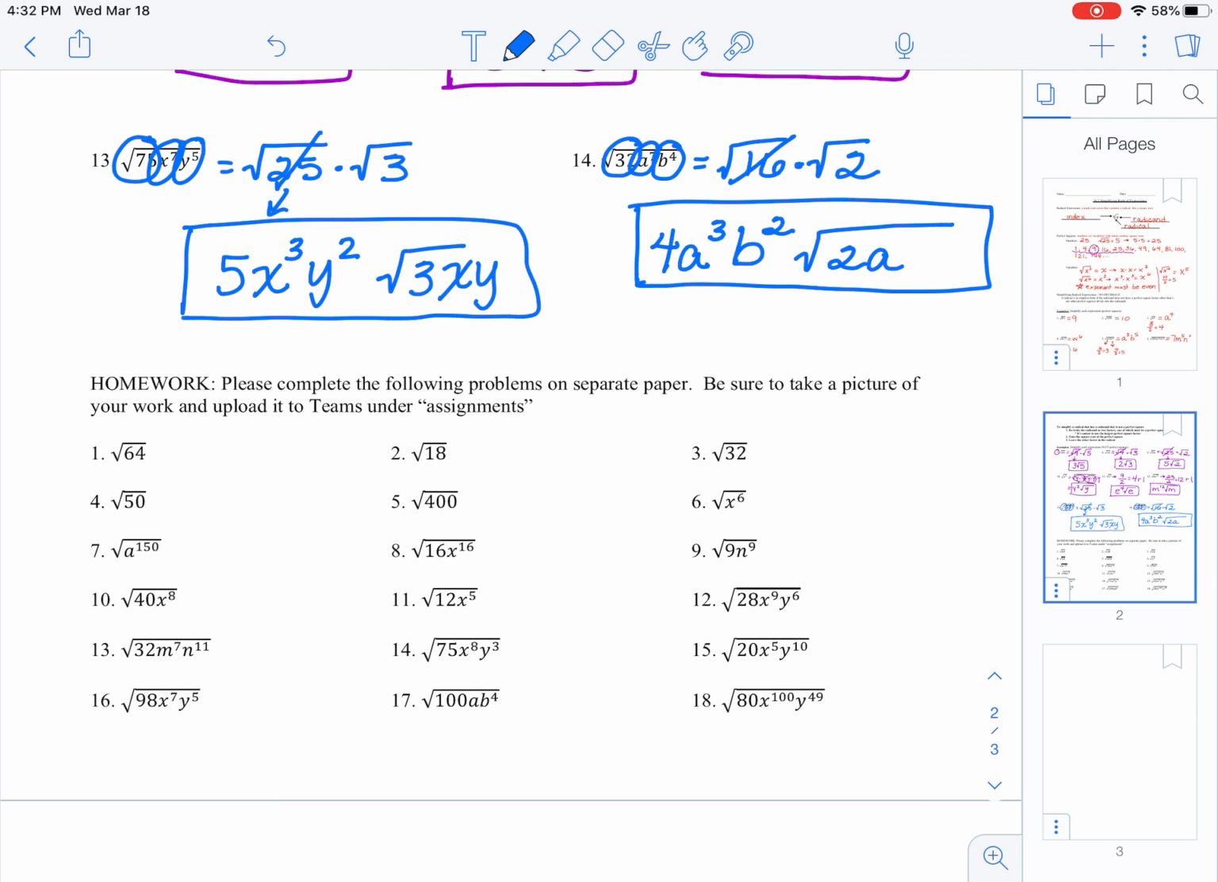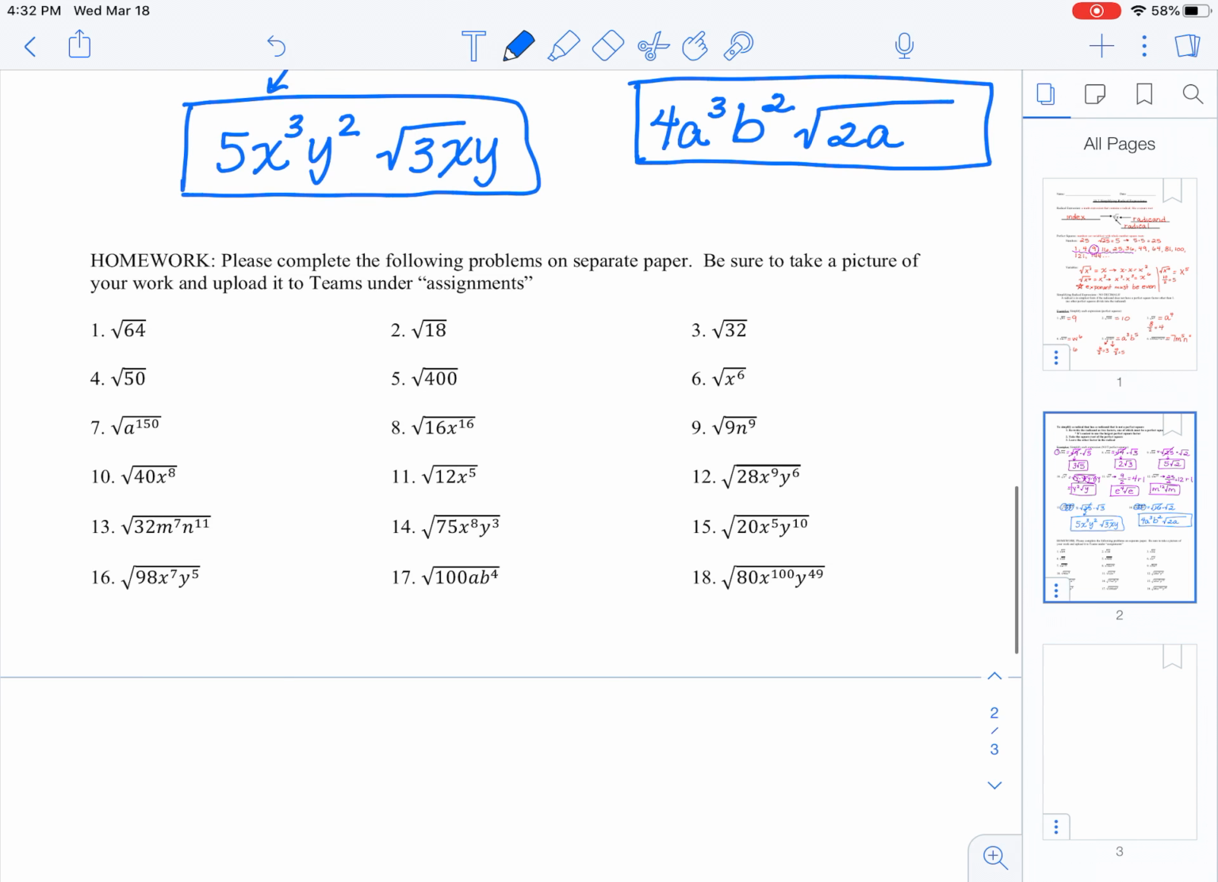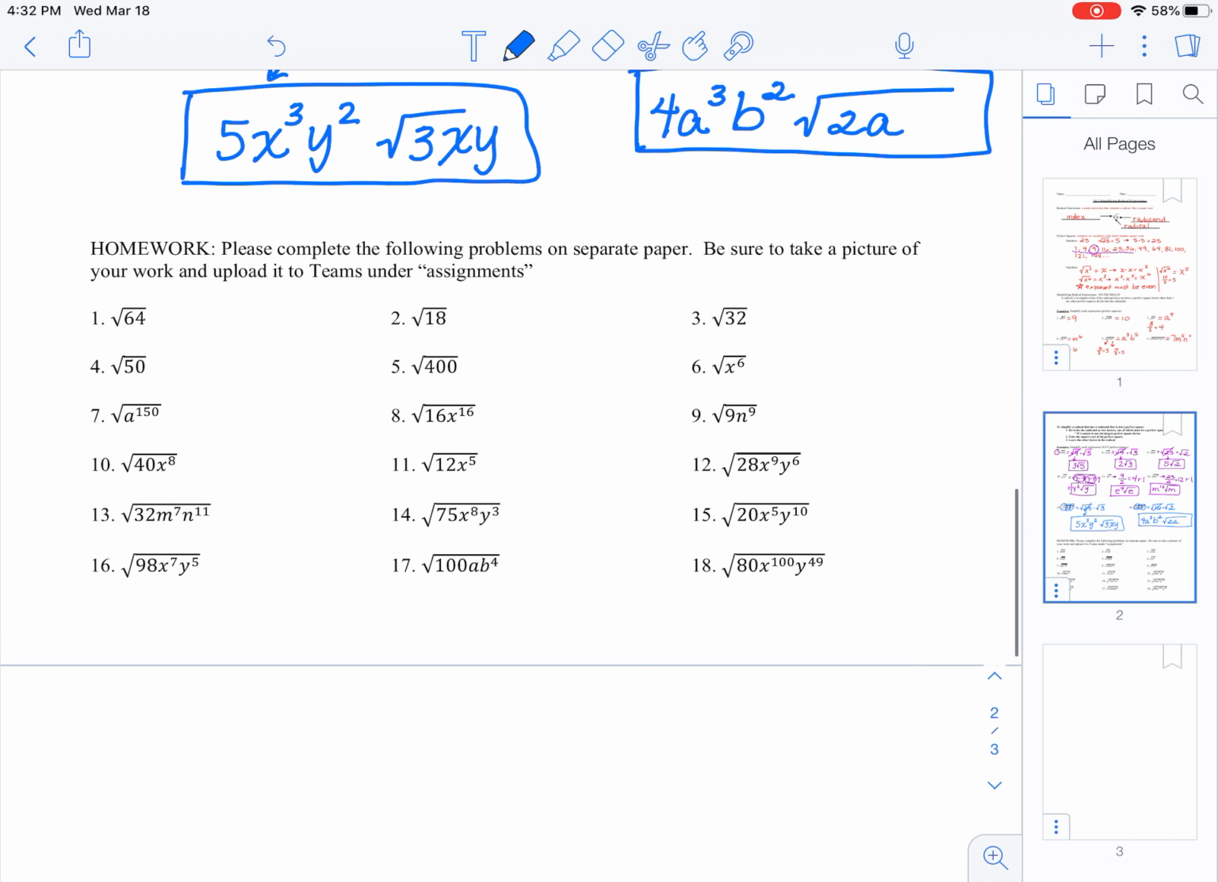Okay, tonight's homework is this last set of questions here. Please read the directions. It says do them on a separate piece of paper. Make sure you take a picture of your work and upload it to Teams under this assignment. You do need to show your work for these questions. If you have any problems or concerns, please reach out.